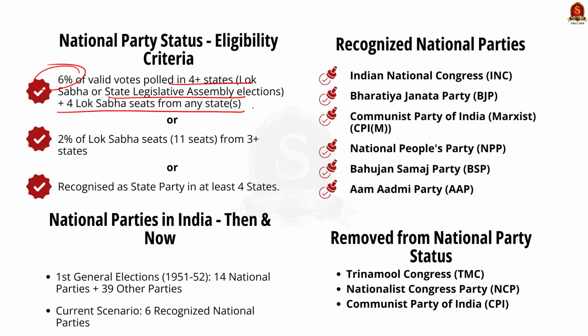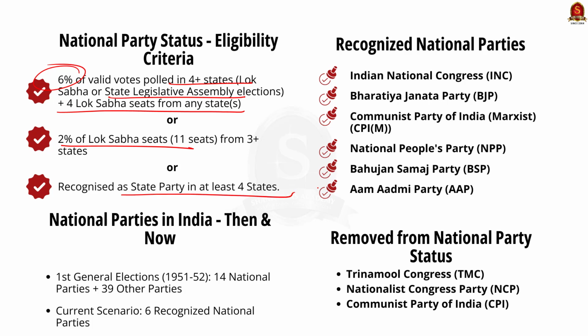The next criterion is the party should win at least 2% of seats in the Lok Sabha, that is 11 seats in the existing house having 543 members, and these members are elected from at least 3 different states. Lastly, the party is recognized as a state party in at least 4 states.